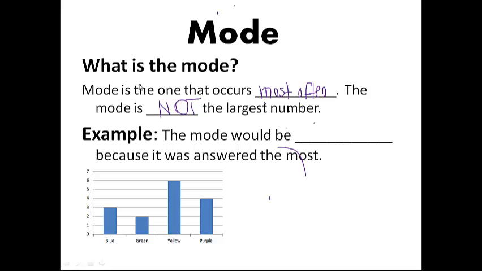Let's look at this graph down here. It doesn't have a title, but I'm going to guess that this is favorite color. 3 people answered blue as their favorite color. 2 answered green. 6 answered yellow. And 4 answered purple. If you look at the graph, you can clearly see that yellow is the tallest, meaning most people answered yellow, so that's what your mode is going to be.